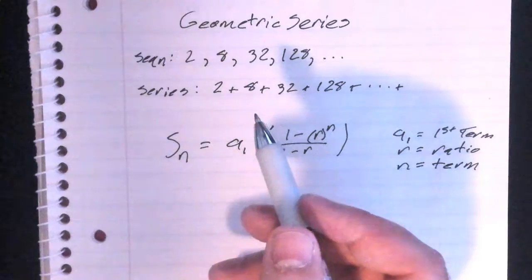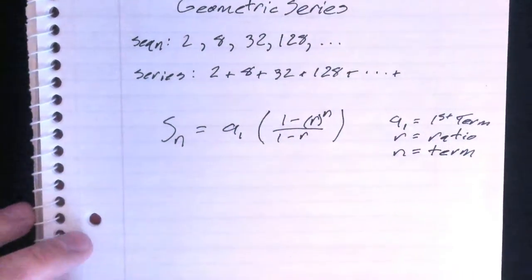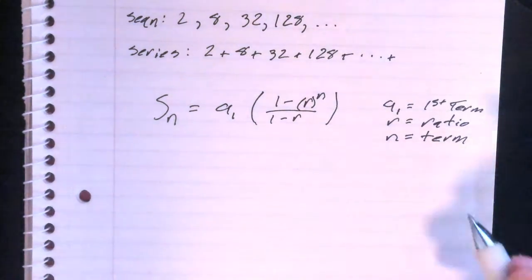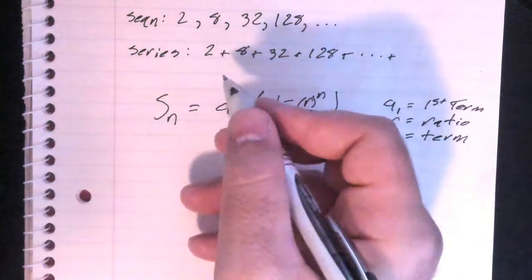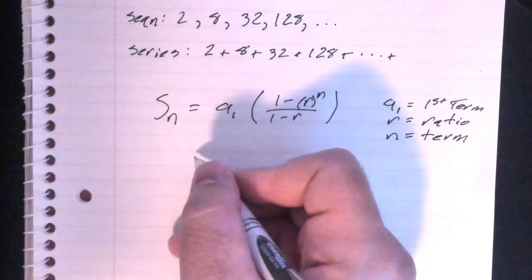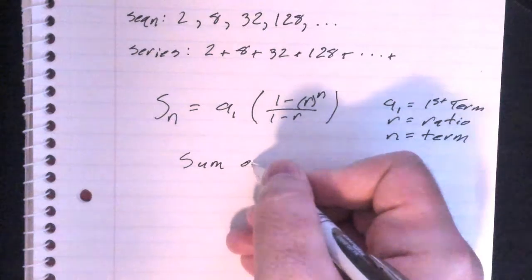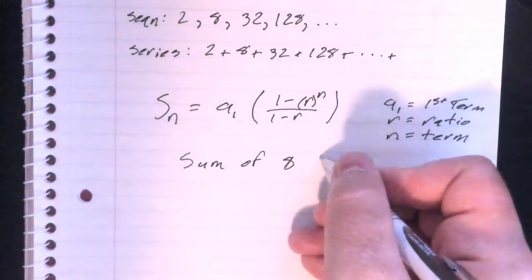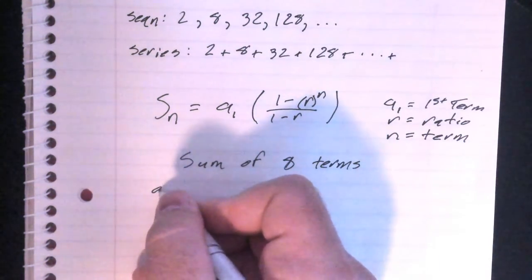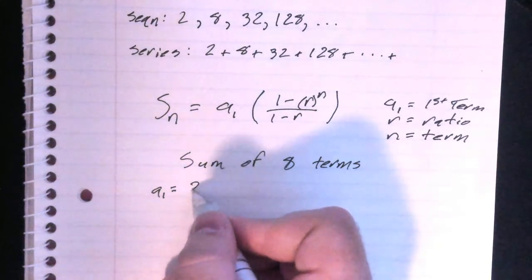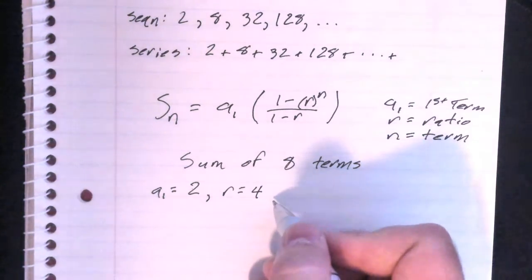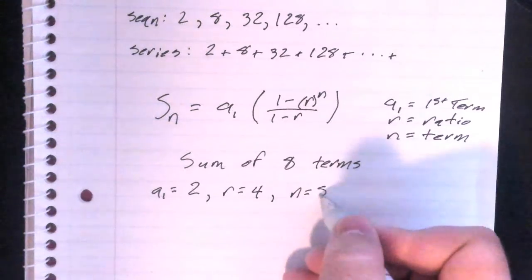Alright, so for instance, let's say that I took this problem right here. Let's slide this up just a little bit. And I don't know how many terms, so let's say that we go out to the 8th term. So I want to find this series above to the 8th term. Okay, so again, the sum of 8 terms. So I need to look at what I know and what I need to find. I know that A1 is equal to 2. I know that r is 4, because we talked about how it's multiplying by 4. And then I know n is 8.